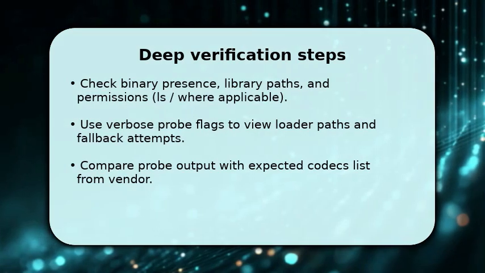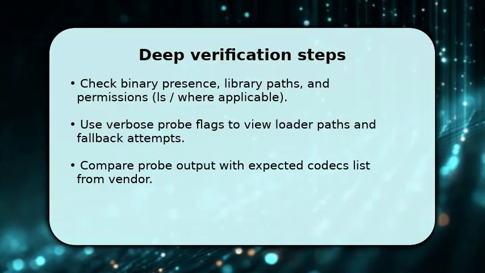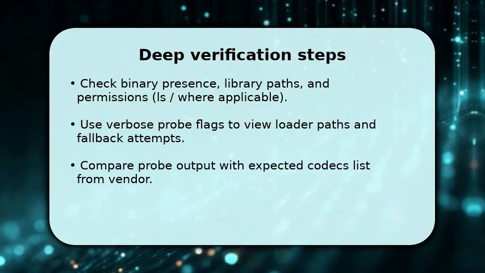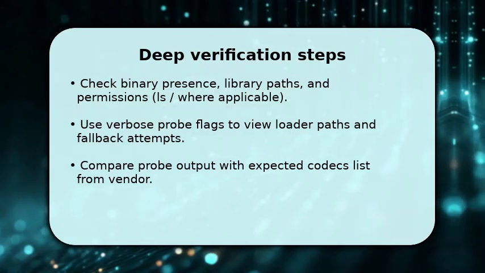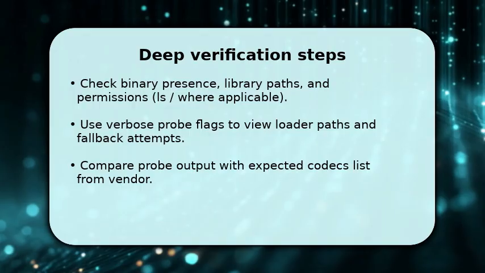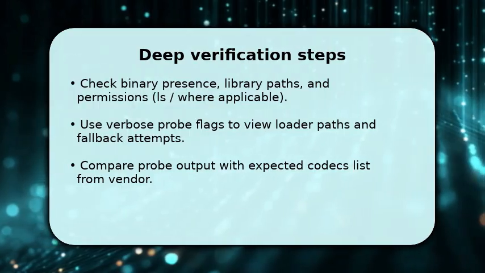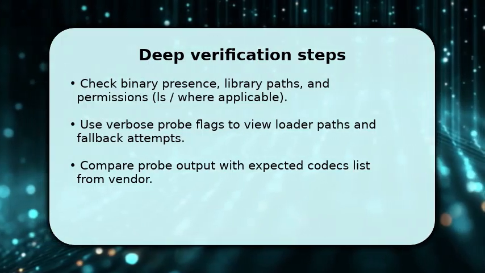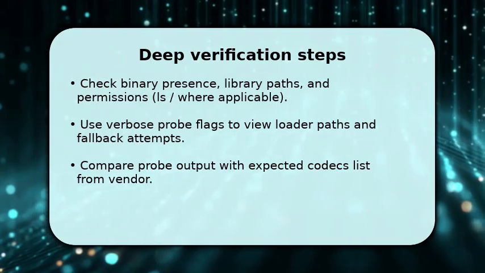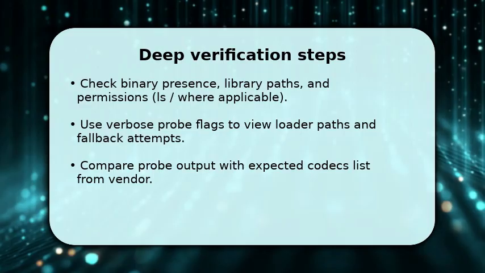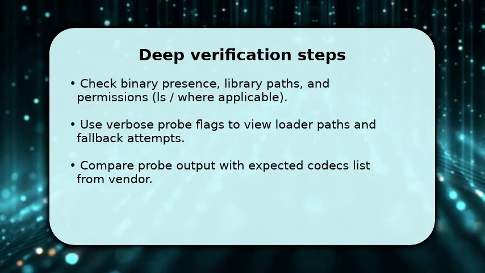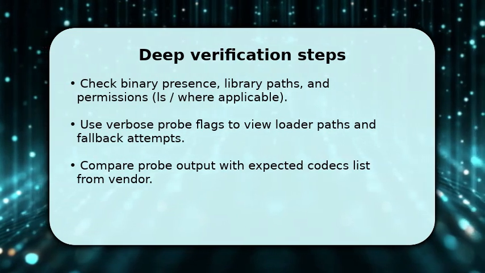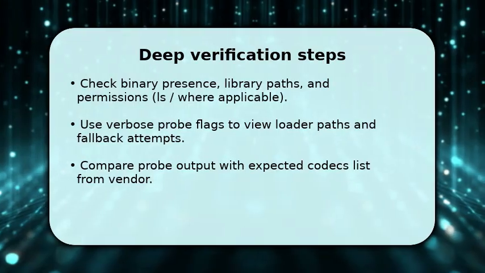You now dive into detailed verification. Inspect codec binaries and shared libraries in expected paths and validate permissions. Incorrect ownership or missing execute flags block availability. Once done, rerun the probe with verbose or debug flags to trace loader paths and fallback attempts so you can see why a codec isn't selected. Make sure to compare that detailed output against the vendor's expected codec list. Discrepancies show whether you need to copy missing files, fix paths, or update runtime configuration.